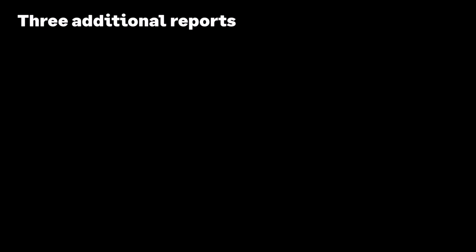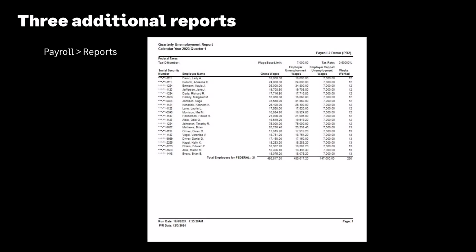Hi, this is Rachel and I am going to describe 3 quarterly reports, all of which you can find on the Payroll Reports menu. First, we have the Quarterly Unemployment Report. Here is an example of the Quarterly Unemployment Report. It includes the following information for employees: gross wages, total wages subject to employer's unemployment tax, capped wages subject to employer's unemployment tax, and weeks worked. If you have employees who have no wages that fall into any of the wage columns, they are excluded from the report.